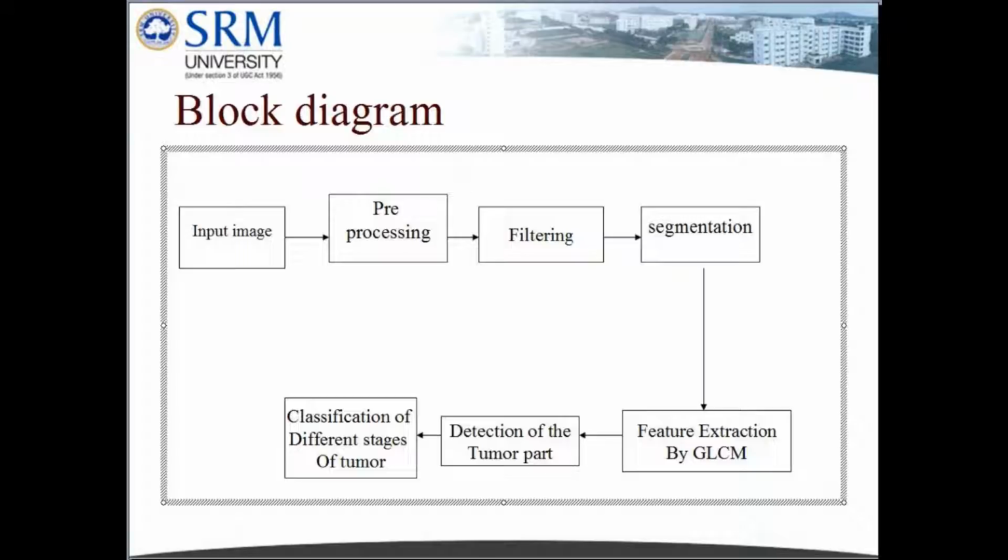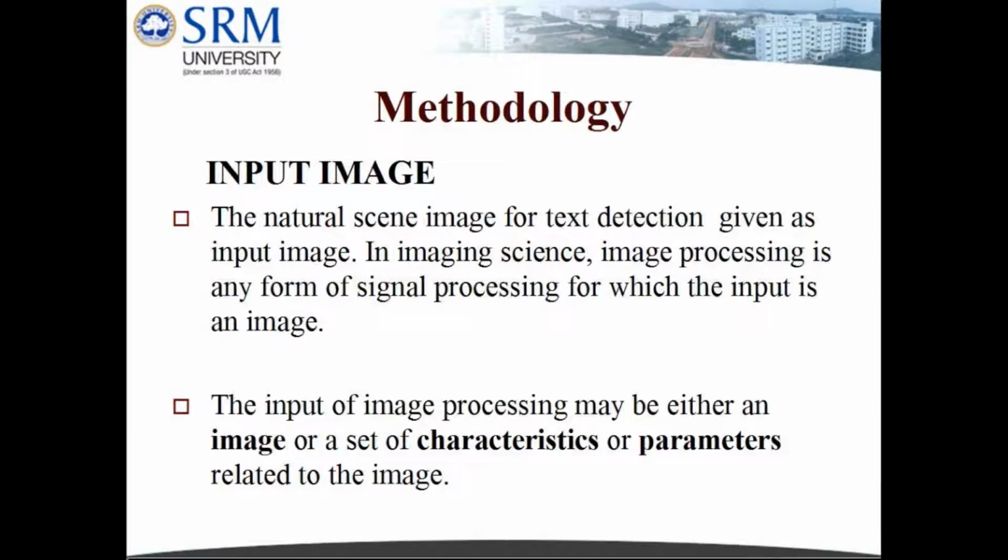This is the block diagram of my proposed method. The first is the input image. After giving the input image, I'll do pre-processing. After pre-processing, I'll do the filtering of the image, and then I'll do the segmentation for detection purposes. After segmenting, I'll extract the features. After extracting the features, I'll detect the tumor part, which areas are affected, and after detection of the tumor part, I'll do the classification of different stages of the tumor.